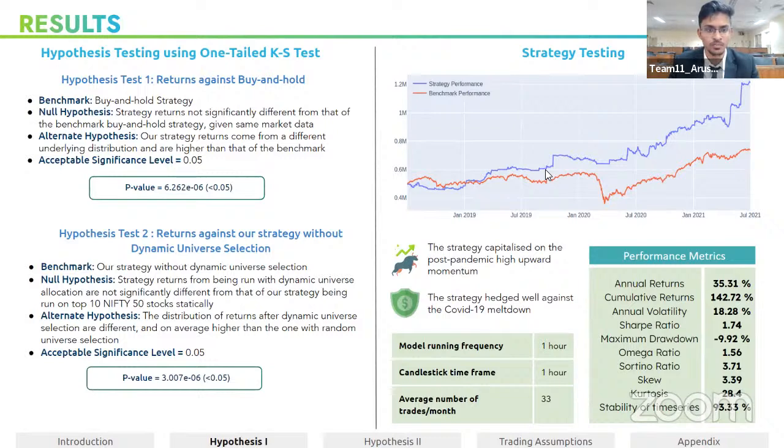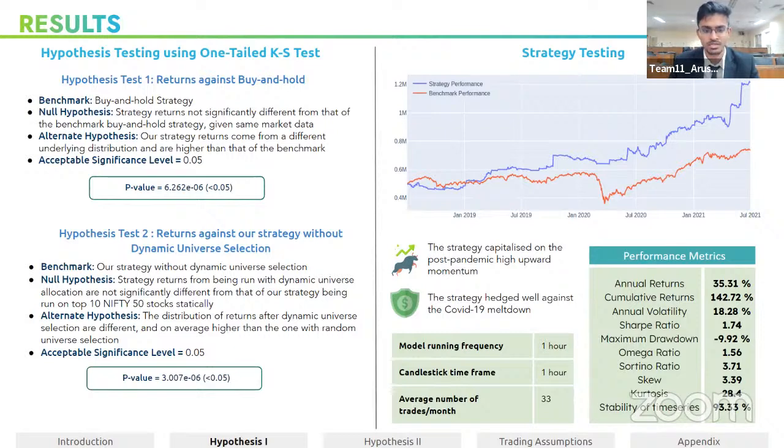For our first test, we compare the returns from a simple buy and hold strategy against the returns of our strategy. The null hypothesis is that both of the returns are similar. After conducting the KS test and obtaining a significance level much less than 0.05, which is the 95% confidence interval, we reject this null hypothesis and accept the alternate hypothesis that our strategy returns are in general higher than the buy and hold. Similarly, in the second test, our strategy runs first on the top 10 Nifty stocks with equal capital allocation. And then we use our random forest algo with portfolio optimization for position sizing. The test proves that the second approach gives returns which are higher in general.